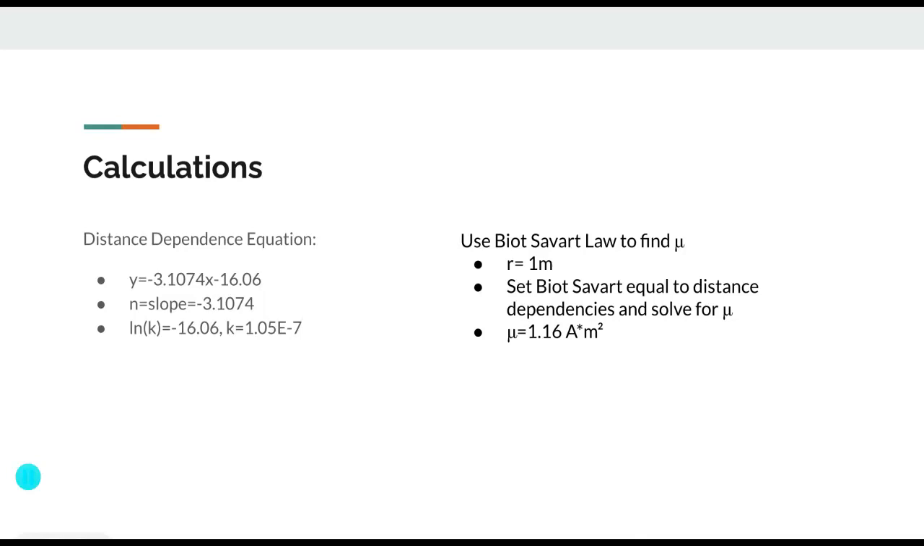So for my calculations, I used the distance dependence equation, I used the linear equation, and I found this slope n to be negative 3.1074. I set ln k equal to the y-intercept, and I calculated the value for k, and then I used Biot-Savart law to find nu. So r, the distance, was 1 meter, and then I set the Biot-Savart law equal to the distance dependence, and I solved for nu.